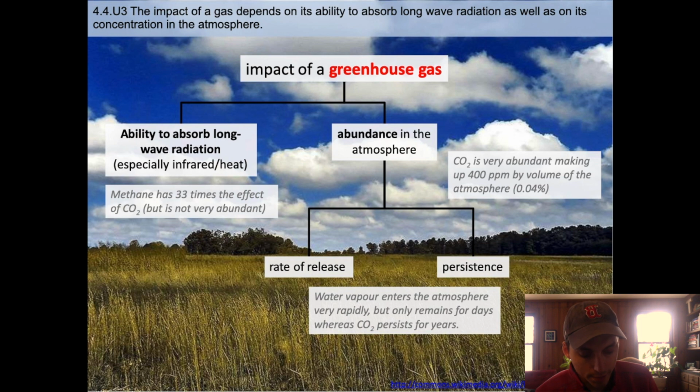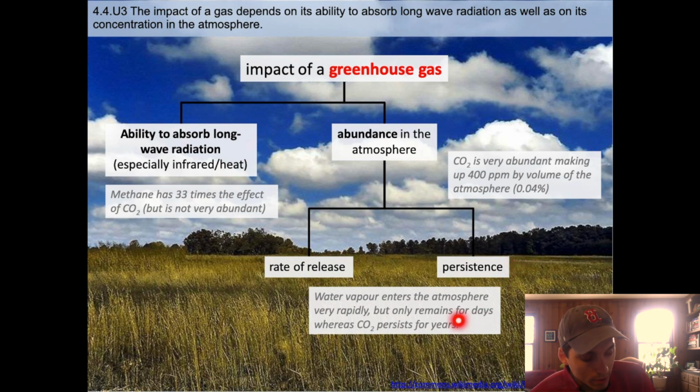Methane over here has 33 times the effect of carbon dioxide. So it is really, really good at absorbing long wave radiation. However, it's not very abundant, so it has a lower impact. One of the reasons that it's not very abundant, we'll come back to, is its persistence. It has really low persistence.